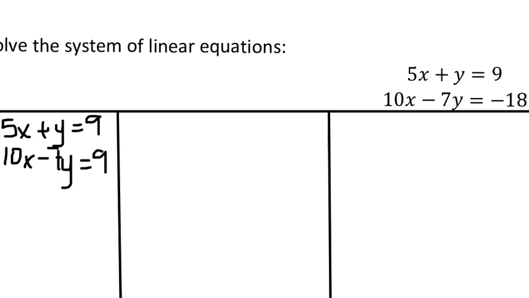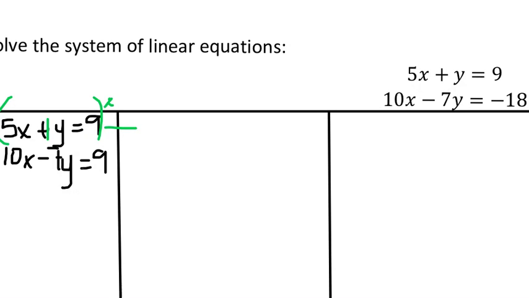Now we have y, and the coefficient of y, even though it's not written down, is a 1. And this is a -7, so if I want to make this 1 into a 7 to match up with the -7, I have to multiply the first equation by 7. So this is going to change. I'm going to take my whole first equation here and multiply it all by 7.